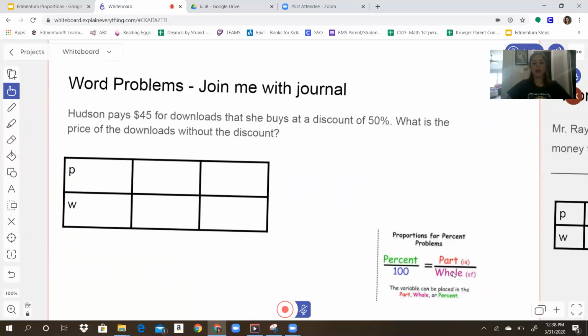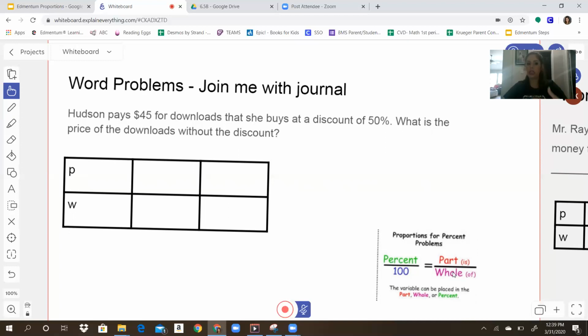Okay, Hudson pays $45 for downloads that she buys at a discount of 50%. What is the price of the downloads without the discount? Now this one's pretty straightforward. We love 50% because we don't even need a percent proportion to do this. We can do this just using some mental math and common sense strategies. 50% is half off. So if the discount was 45, then 45 is half of the number. So we could simply double that and we get 90.